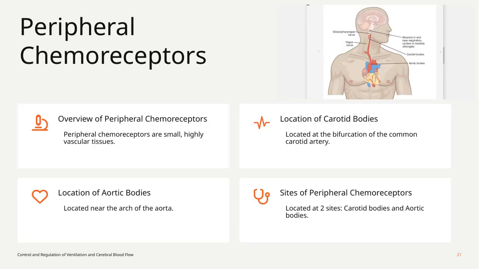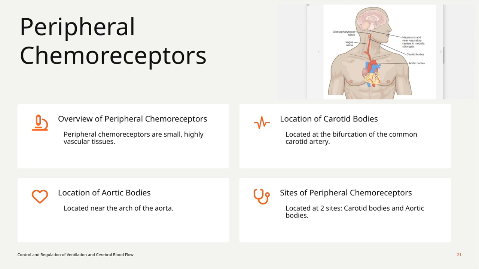Let's take a closer look at how ventilation and cerebral blood flow are controlled and regulated, starting with the peripheral chemoreceptors. These are small but highly vascular tissues that play a crucial role in monitoring blood chemistry. They are located at two main sites, the carotid bodies and the aortic bodies.